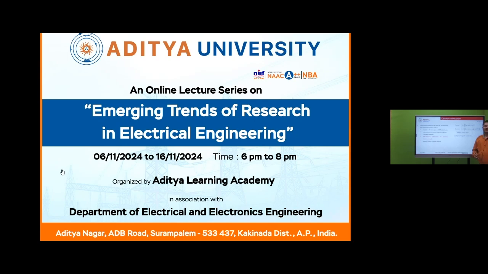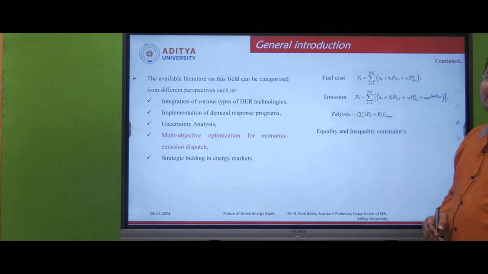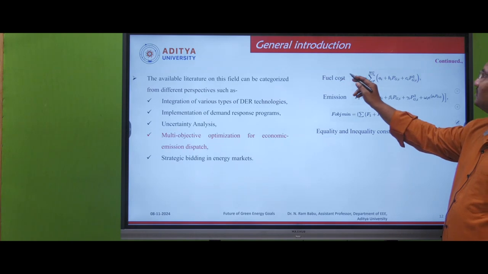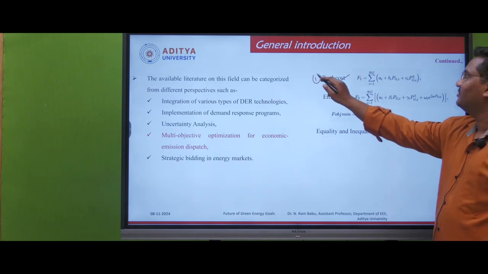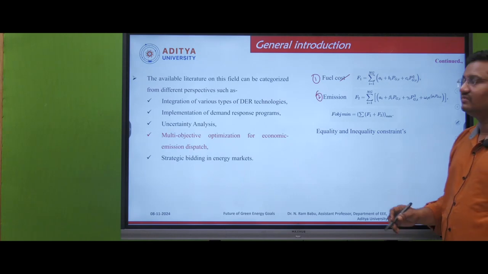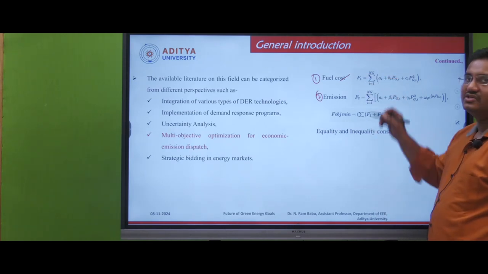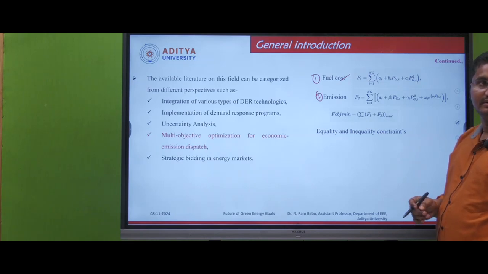Okay, welcome back to our session. Now we are discussing multi-objective functions. In multi-objective functions, there will be more than one objective function. Here, the fuel cost is the first objective function and the emission of carbon is the second objective function. If you look into the first function, the fuel cost F1 is equal to sigma i equal to 1 to Ng.